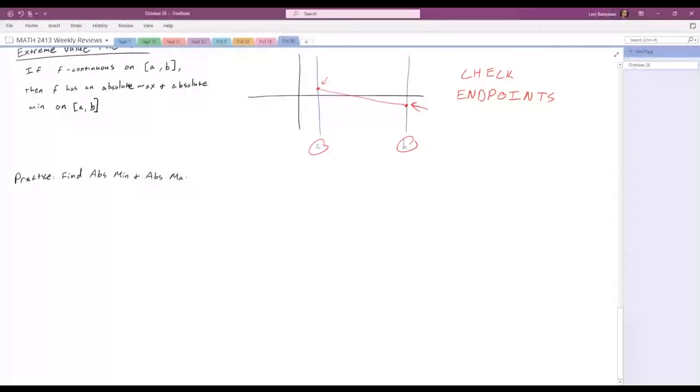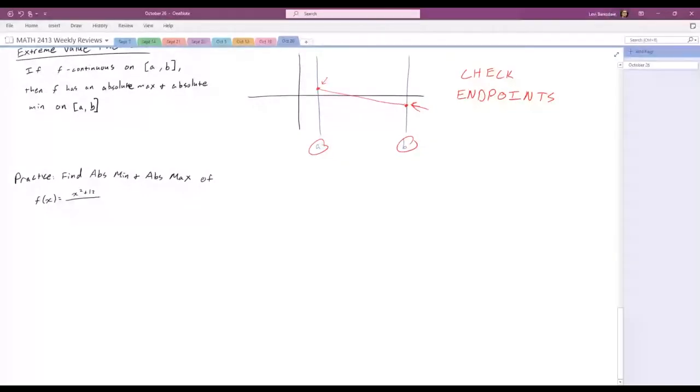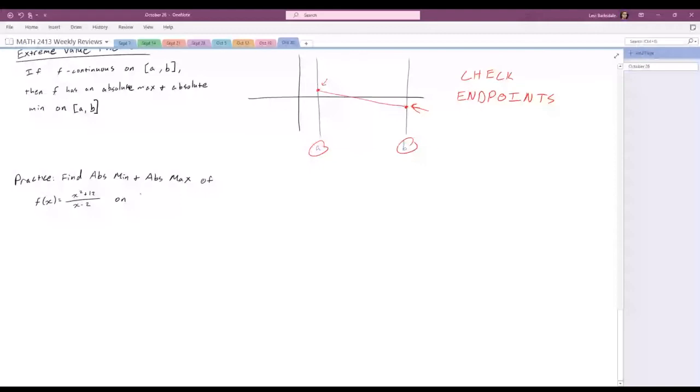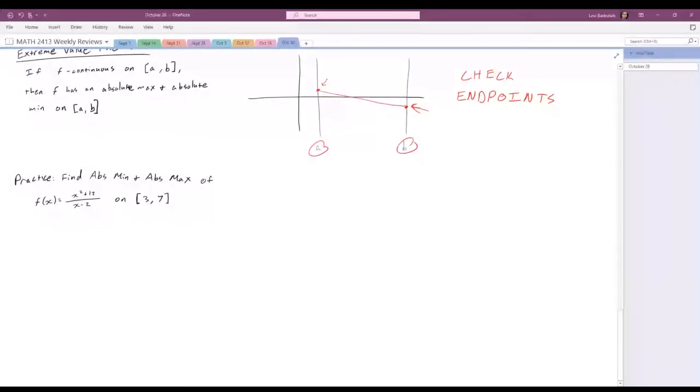Find the absolute minimum and absolute maximum of the function f of x is equal to x squared plus 12 divided by x minus 2 on the interval 3, 7. I'll give you guys a few minutes to work through that.